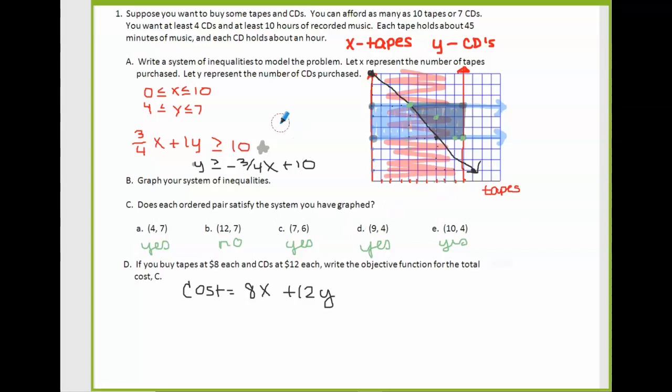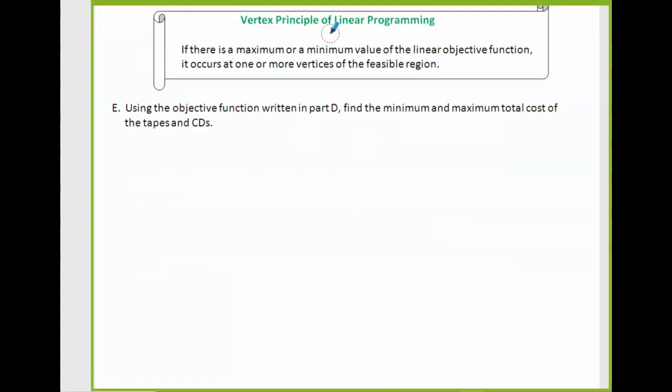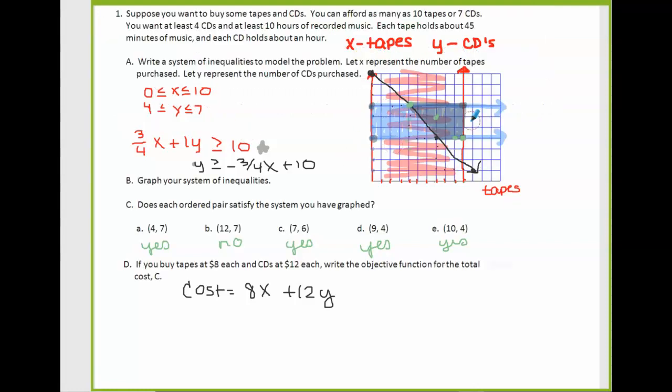Those totals come from what we call the Vertex principle of linear programming, which is that if there is a max or minimum value of an objective function, it will occur at one or more vertices of the feasible region. So what that means is that the min or max cost will come from one of the four corners of the trapezoid we graphed. So what we want to do is go back and look at our graph and determine the vertices of each of those four corners.